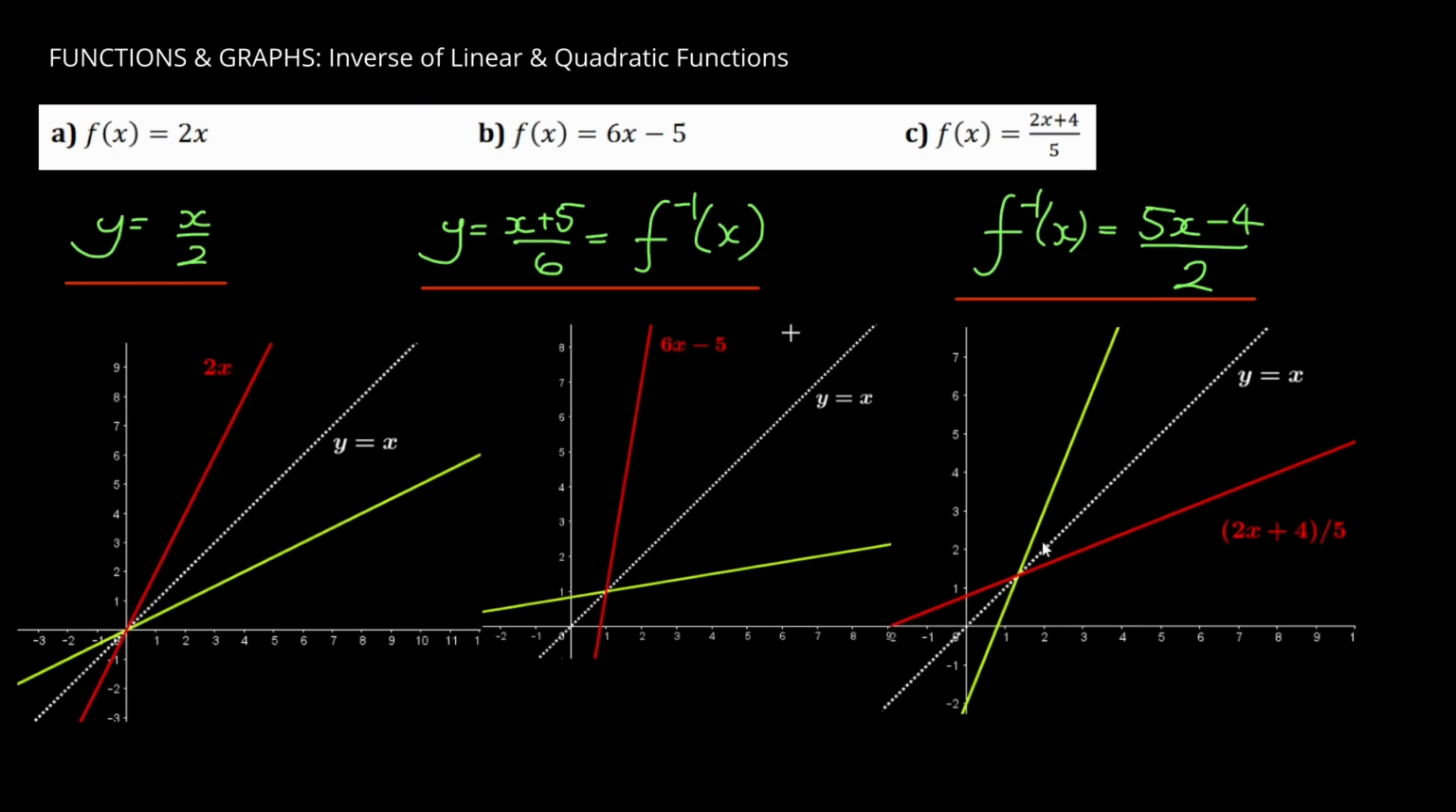They're plotted in green. The crucial fact to remember is that they are all reflections in the line y equals x. It can be held up as a mirror to the red line to create the green line in all 3 cases. And that's going to be true of every single inverse function we create. It will be a reflection in the line y equals x.